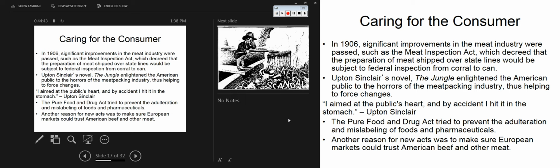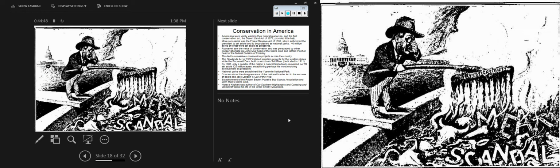What's that? That's funny. So the meat scandal, remember we talked about the problem of these people processing diseased and tainted meat, vermin, and even in some cases workers falling into vats and being processed with the meat as well. That didn't happen all the time, but it happened and it was a problem. So here's a political cartoon of TR and the meat scandal.